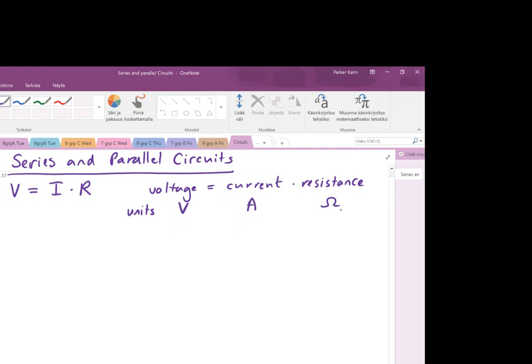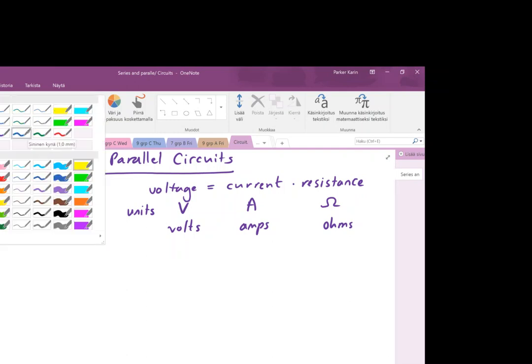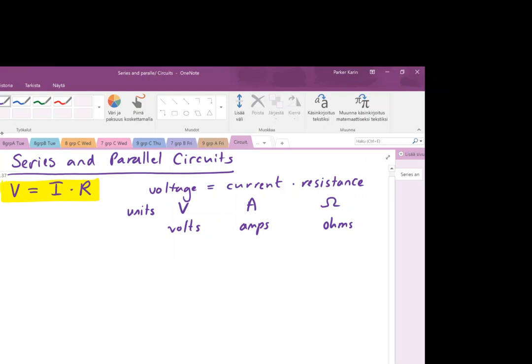Greek letter omega, because the unit ohms cannot be written with the letter O, because it will look like the digit 0. Amps, volts. Voltage is also called potential difference, and in some books you'll see this written as U equals I times R. This is the basic formula you're going to use to solve all the problems. So if you're stuck in a test, if in doubt, just write down V equals IR. You might get some points.